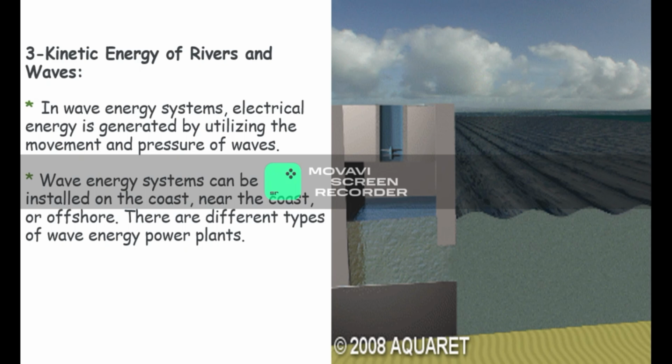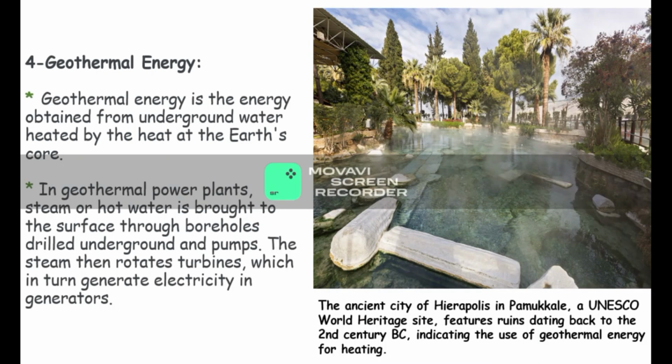Kinetic energy of rivers and waves. In wave energy systems, electrical energy is generated by utilizing the movement and pressure of waves. Wave energy systems can be installed on a coast, near the coast, or offshore. There are different types of wave energy power plants, as you can see in the image on the right. The fourth one we have there is geothermal energy.